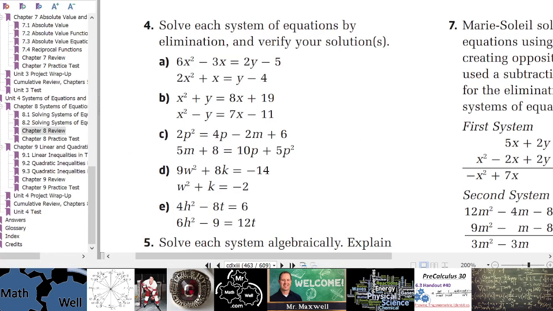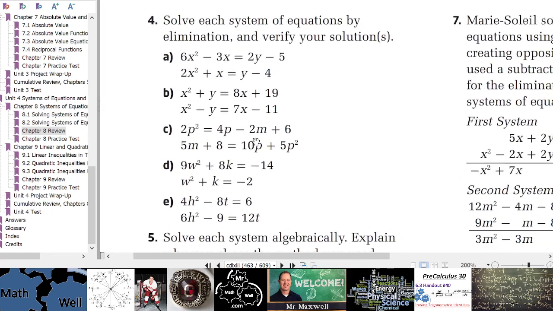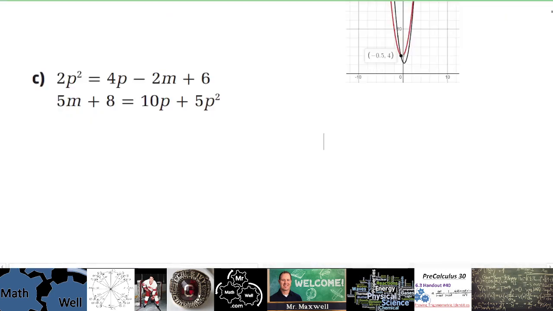So just to once again, for those of you that maybe missed that, in C, for example, you have P and M. So P squared and P, that's kind of like the X squared and X, and then the M is like the Y. So you would probably rearrange this so you can eliminate the M term. And for letter C here, you're probably going to want to rearrange things.